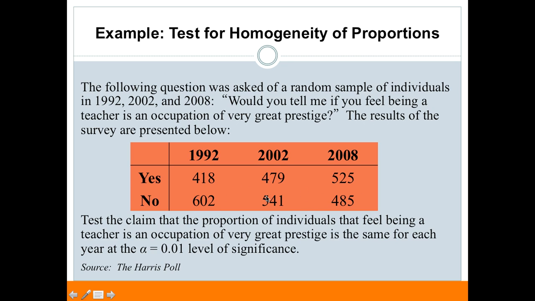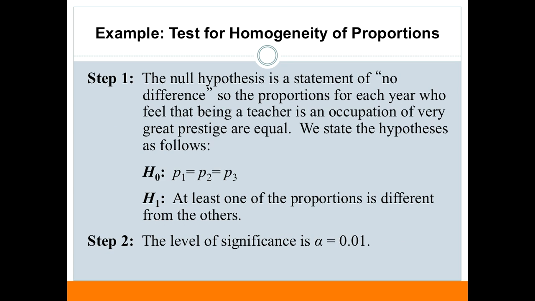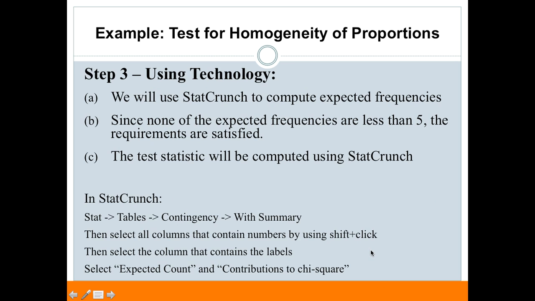418 said yes, 602 said no. And then you can see that the yes category is growing a little bit over time. It becomes the majority in 2008. So we're going to test the claim that the proportion of individuals that feel being a teacher is an occupation of very great prestige is the same for each of the years. Our null hypothesis would be that the first proportion is equal to the second proportion is equal to the third proportion. And the alternative is that at least one of these is somehow different. We're not necessarily figuring out which one, we're just saying that at least one of them is different. Our level of significance in this case is going to be 0.01.